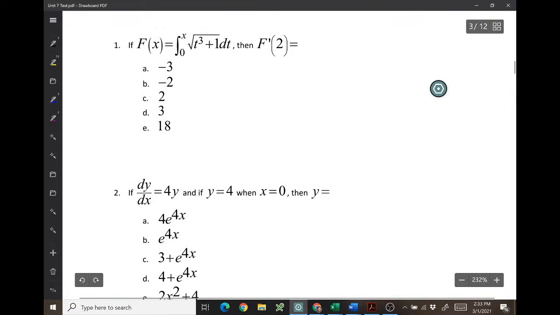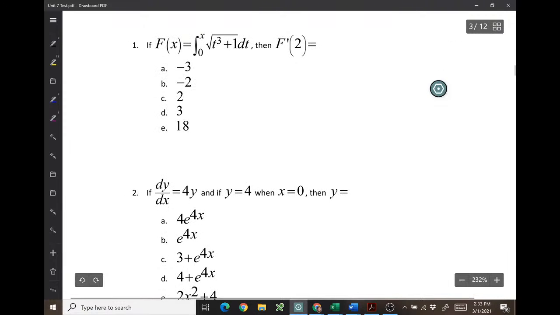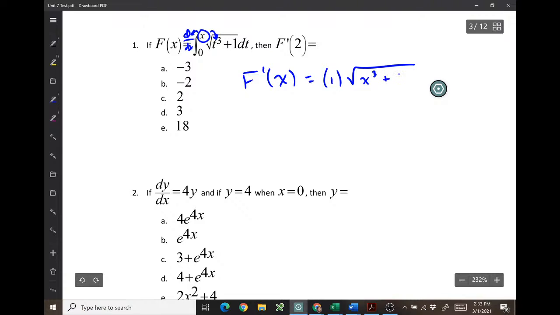So we have, first question is Fundamental Theorem of Calculus Part 2. So before we can find f prime of 2, we need to find f prime of x. And from here, we'll plug that in, and we'll get 1 times the square root of x cubed plus 1. Now we can plug in 2, and that gives us the square root of 8, right? 2 cubed is 8 plus 1, which the square root of 9 is 3.